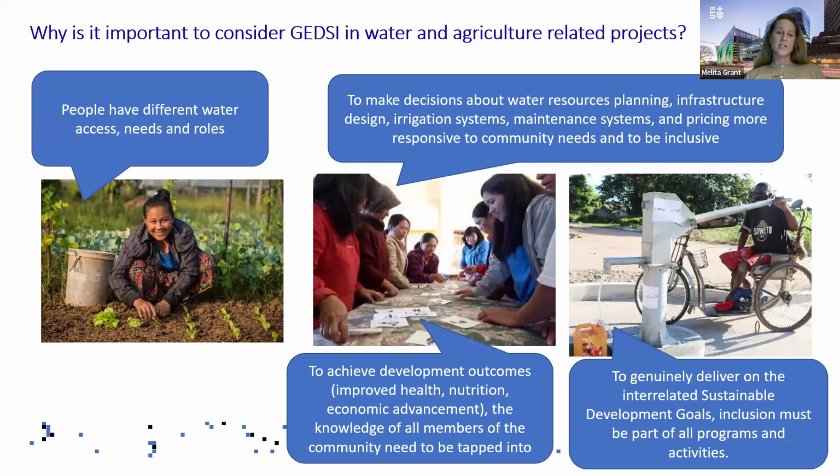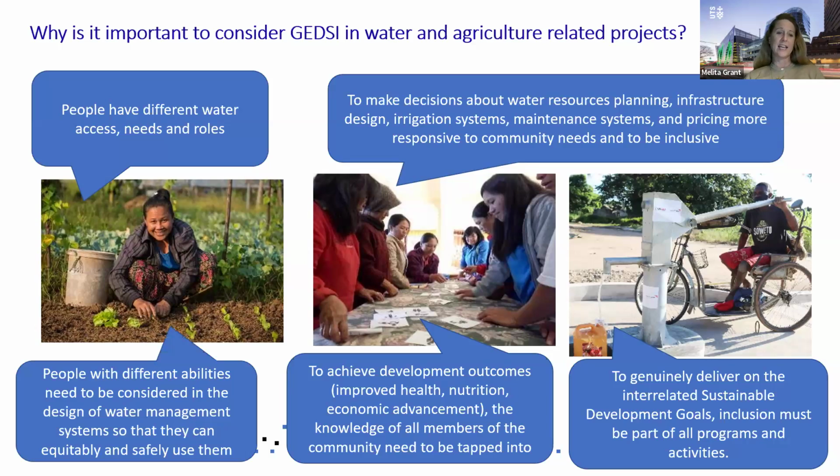And then another one, which is obvious, people have different water access needs and roles. And that's everything from the way in which farming is conducted to domestic uses to governance and institutions and the way in which we're part of our water governance institutions. And finally, just thinking about people with different abilities and our need to design systems and equipment and processes that cater for a range of abilities. They're just some of the high-level reasons.